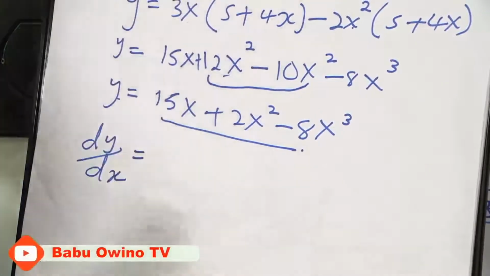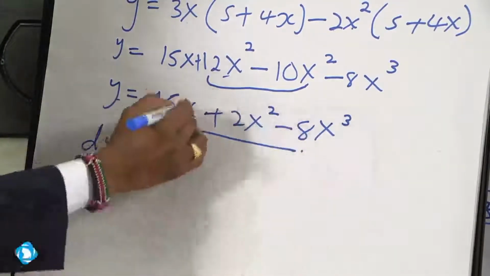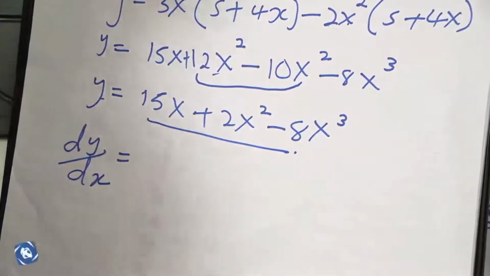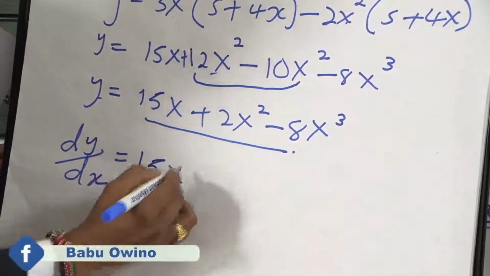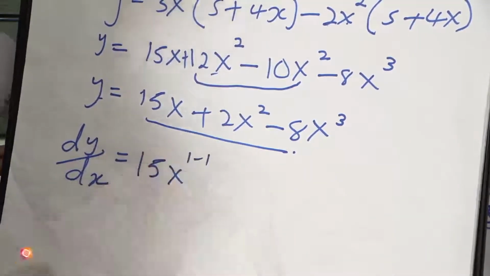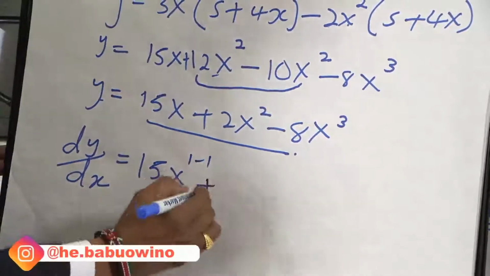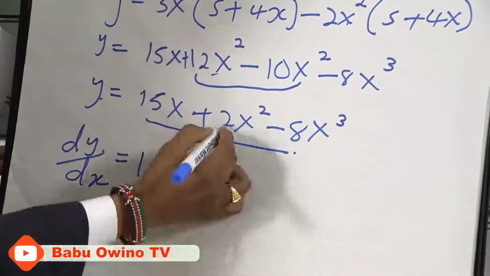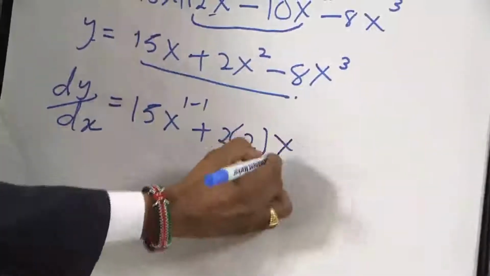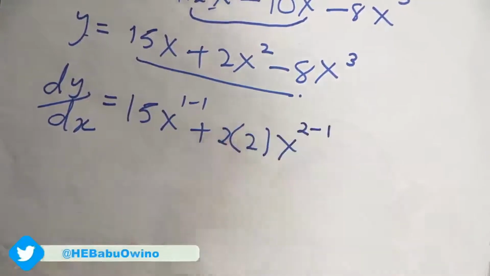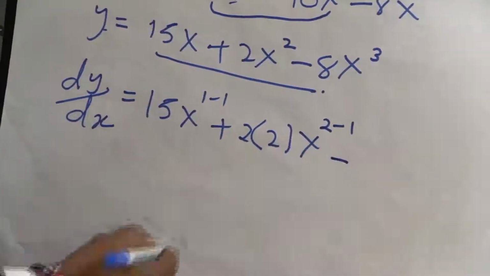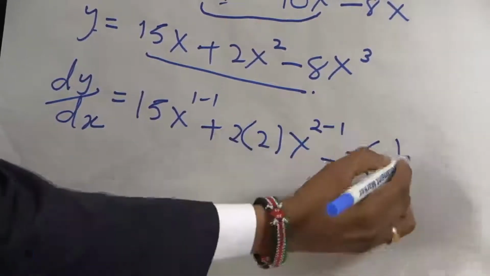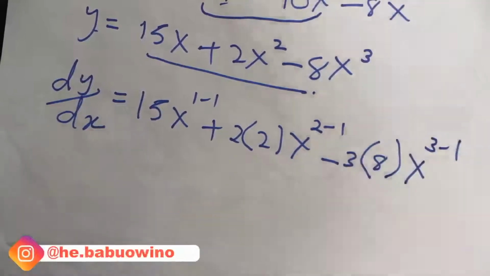Now when we want to differentiate, we'll differentiate every part that we have here. So we will first of all start by differentiating 15x. In differentiating 15x, we have 15x, then x is raised to power 1, you subtract 1. Then plus 2x squared differentiated, you drop down the power 2, then you multiply by the constant 2, then we have x, then 2 you subtract 1, minus drop down power 3, multiply by 8, x cubed you subtract 1.